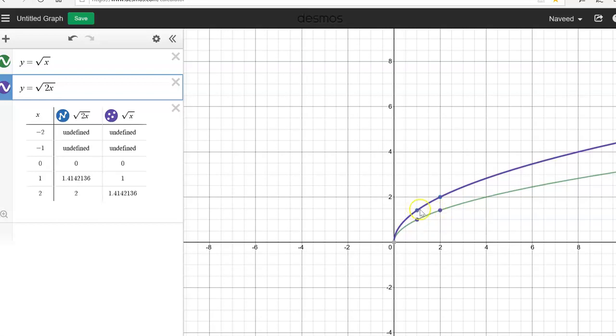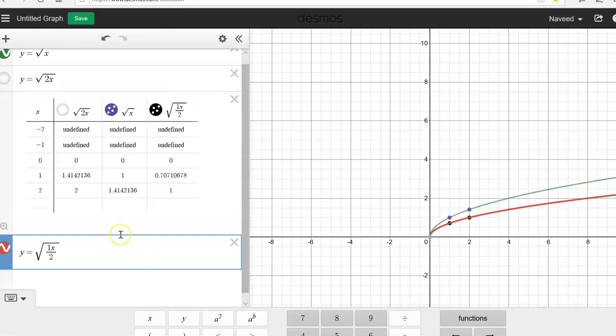So the x value has been halved by putting the 2 in front of the x. For the same value that we're going to get for y for both, the x value has to be half. So it turns out that whenever you have a value in front that is bigger than 1, you are going to have a horizontal compression by that factor.